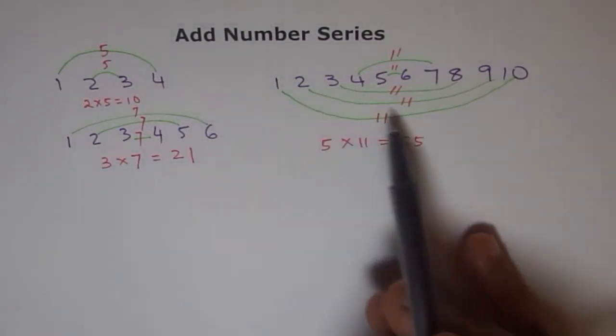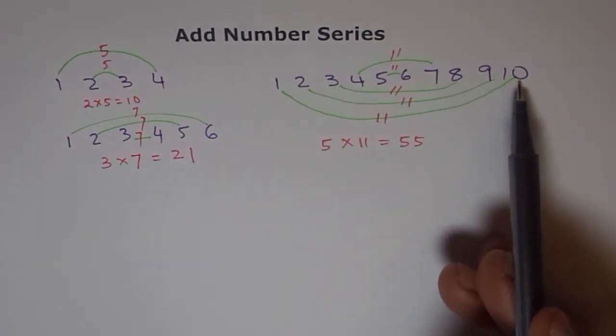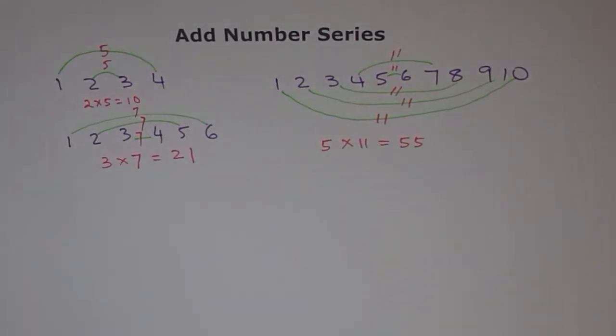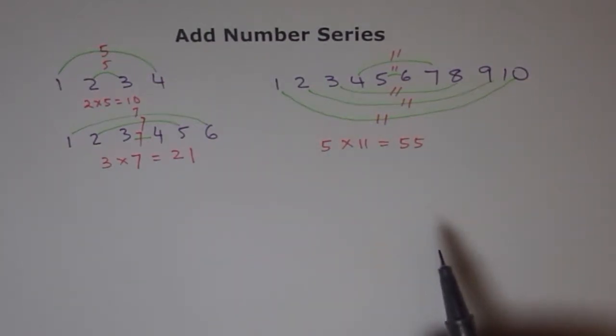And then how many groups are there? There are half 10, that is 5 groups. So when you add them, you get 55. Does it always work? That's a big question. Okay, so try it out. Write numbers. You can write till now.